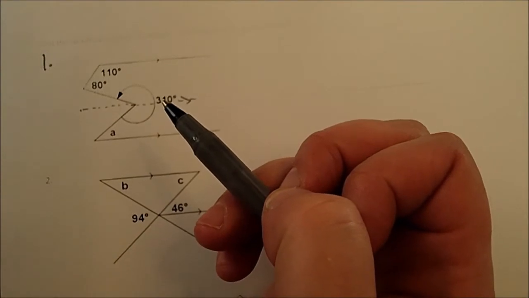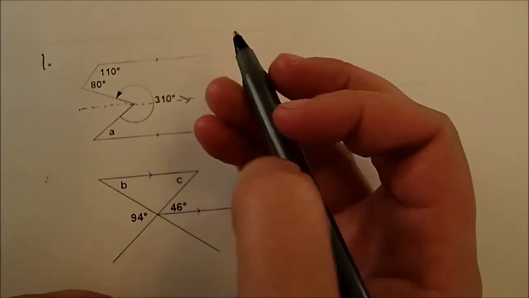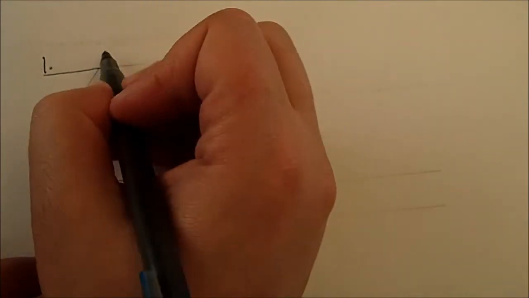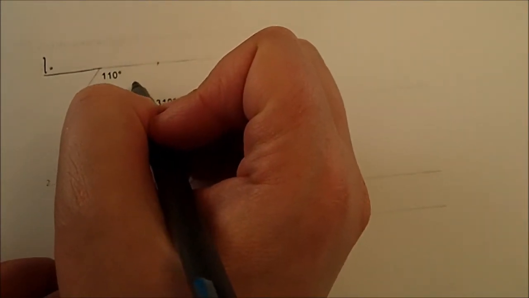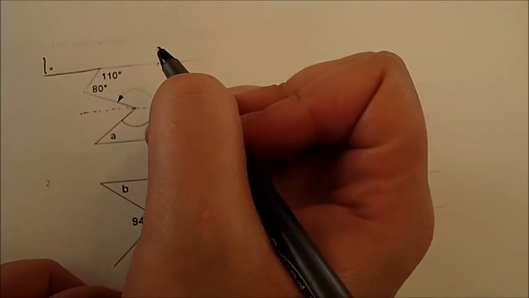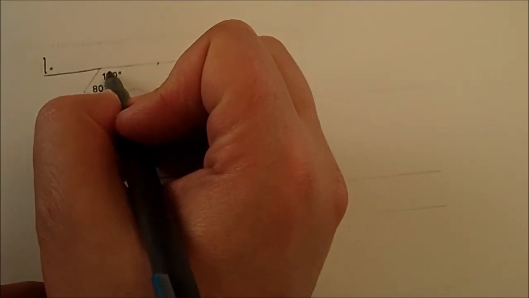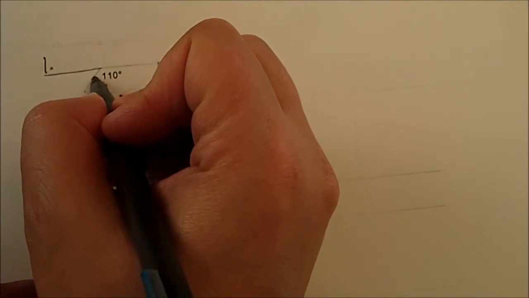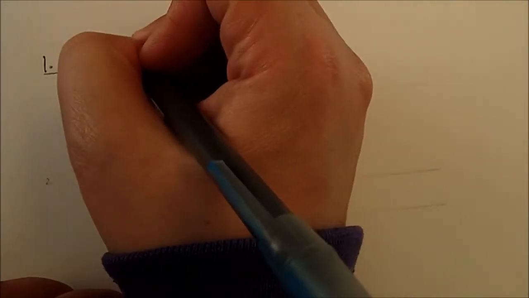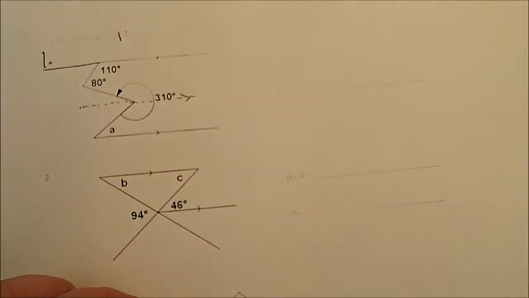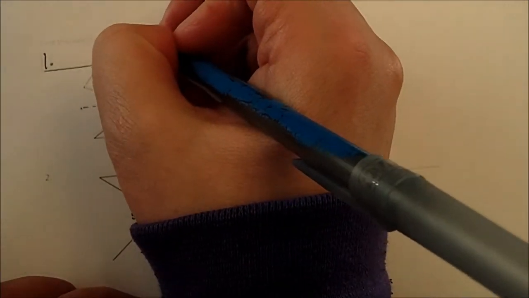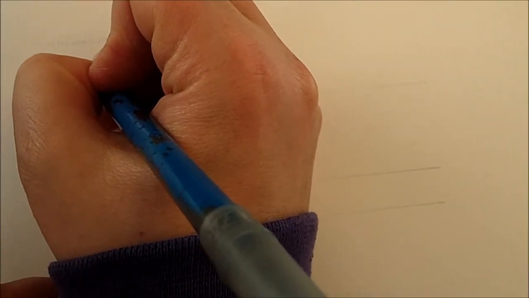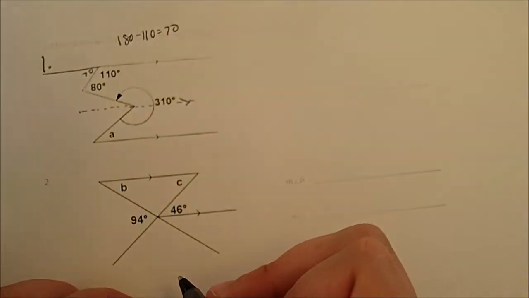So here's the method that I went ahead and did. I took a look at 110 degrees. And I realized if I made a straight line there, if I extended this and in a sense made another auxiliary line, that would be a total of 180 degrees. So 110 plus whatever this angle is equals 180 degrees. So 180 minus 110 is equal to 70. So I put that this was 70 degrees.